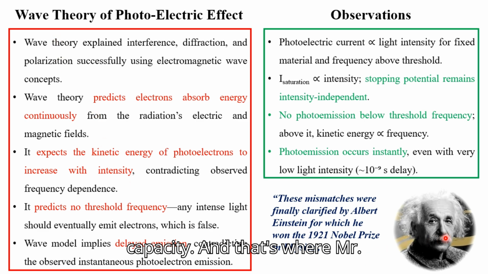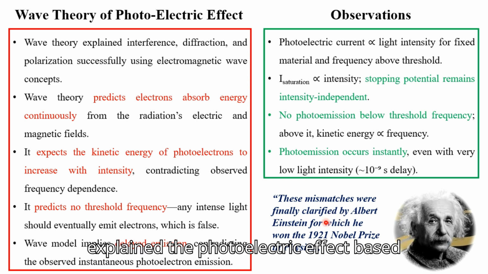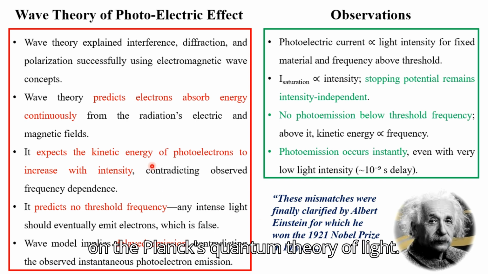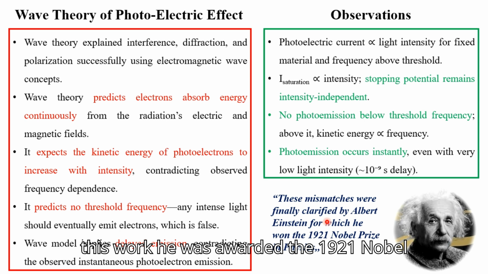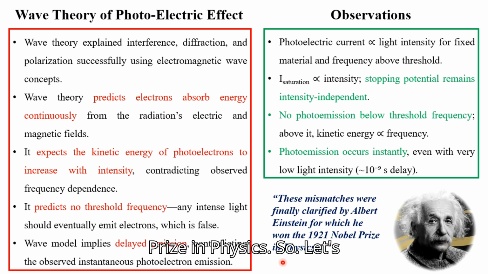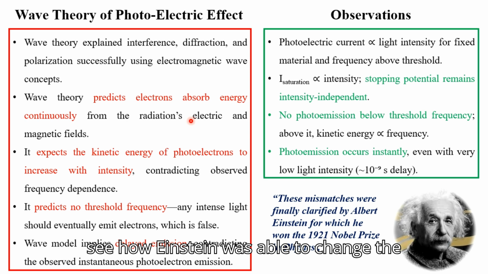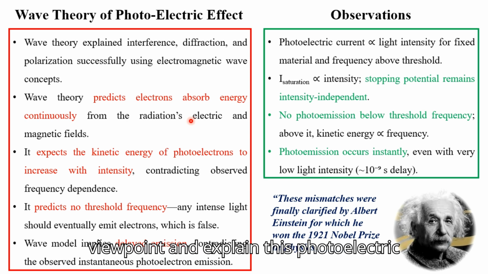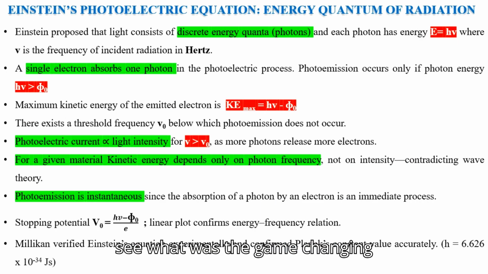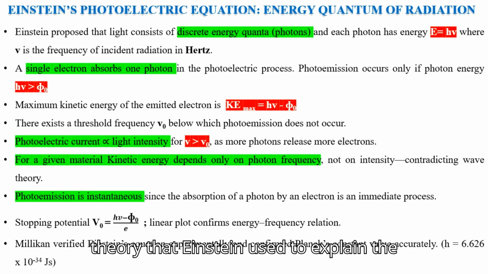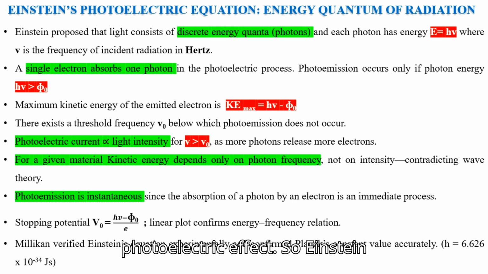And that's where Mr. Einstein came in, and he explained the photoelectric effect based on Planck's quantum theory of light. Okay, so using that, he could successfully explain the photoelectric effect, and for this work, he was awarded the 1921 Nobel Prize in Physics. So let's see how Einstein was able to change the viewpoint and explain this photoelectric effect fully. Okay, so let's see what was the game-changing theory that Einstein used.